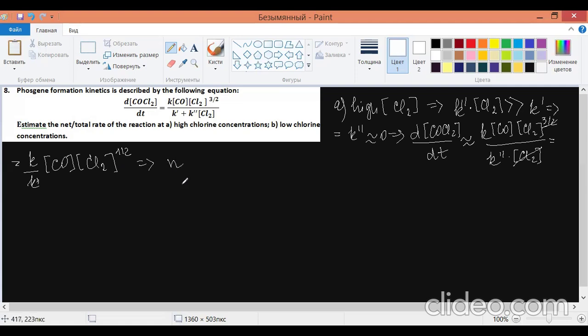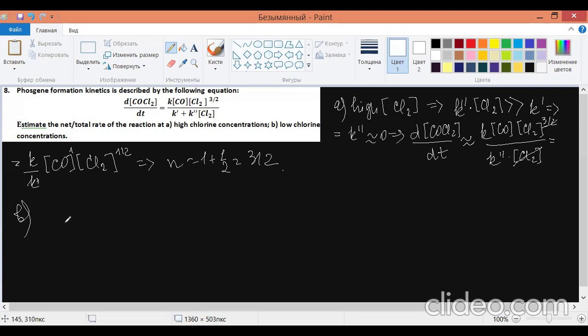And for that reason, the total order of this reaction is equal to 1 with respect to CO plus a half with respect to chlorine. In other words, it's 3 halves. It's at high chlorine concentrations.